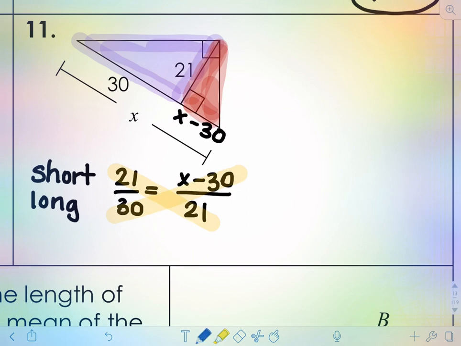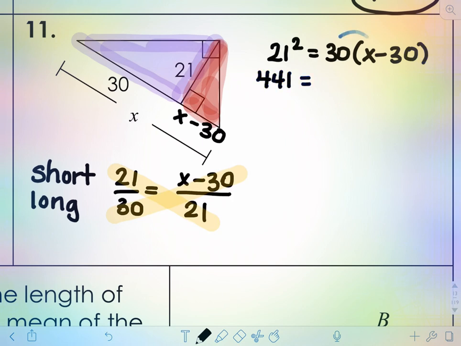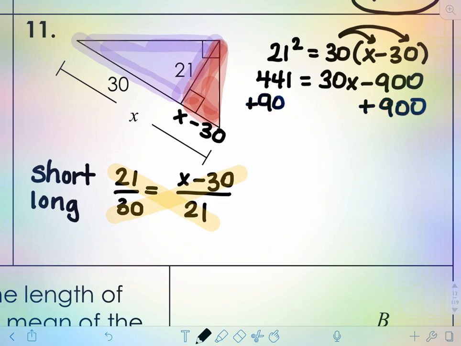Okay, so when we cross multiply, we got 21 squared equals 30 times x minus 30. 21 squared, that's 441. And then we're going to distribute. Okay, so we end up with 30x minus 900. We're going to add 900 to both sides. And we get 1341 equals 30x.